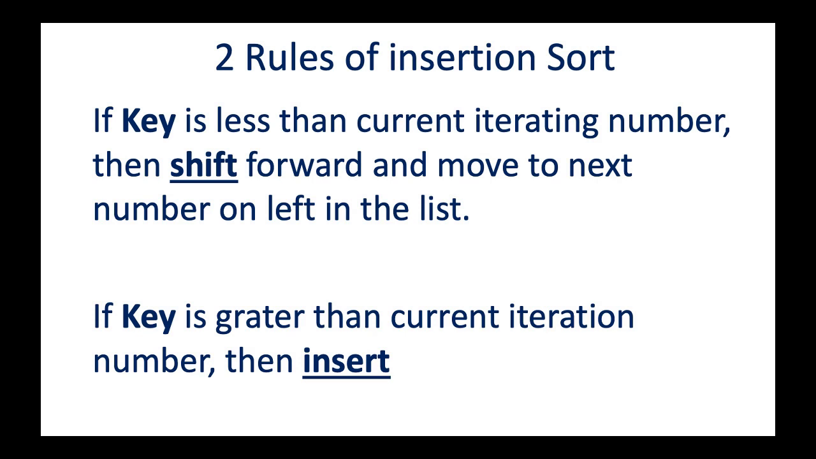With this basic understanding, there are only a couple of rules that you have to follow to achieve insertion sort. The first rule is: if the key is less than the current iterating number. So if you have picked a number in the list, you always go to the left of the current selected number, and that is what I mean by the current iterating number. If the current iterating number is greater, then you shift that number forward.